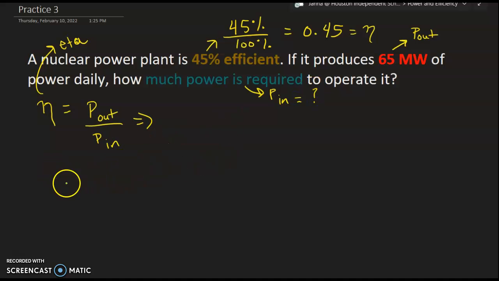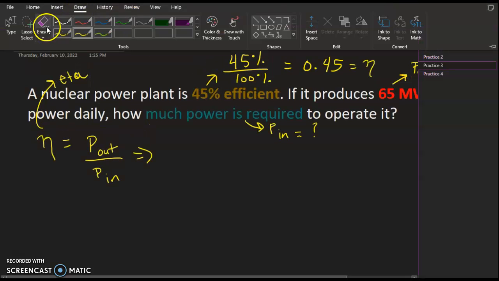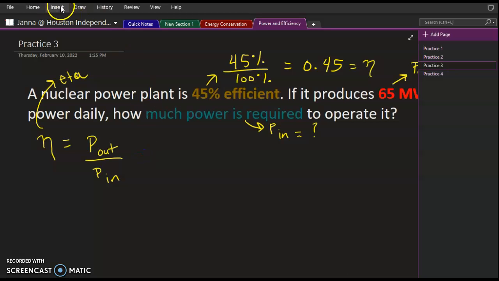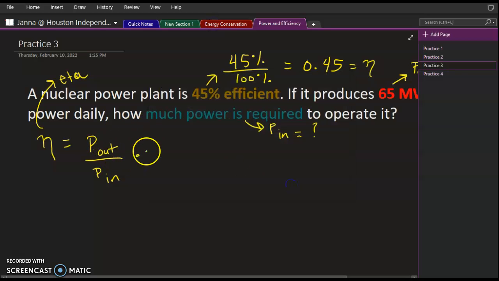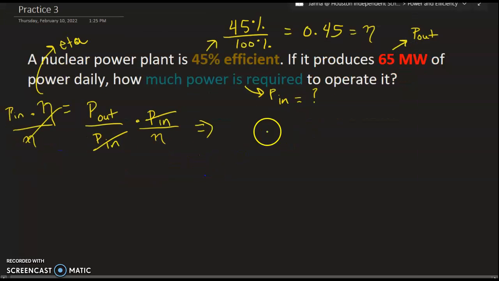So in this equation, I will multiply both sides by power in. So I'm going to solve this for power in. If I do power in on both sides, I now have the power in on the left side of the equation, and then I can divide by eta on both sides. That moves the eta away. This equation now looks like power in is equal to power out divided by eta.